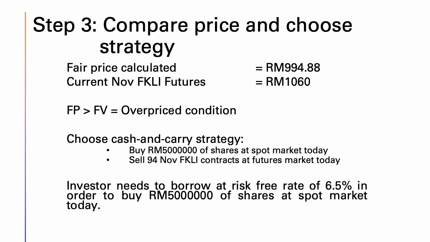Step number 3, you need to compare price and choose your strategy. So fair price calculated is at RM994.88, current November FKLI futures at RM1060. So when you compare, futures price is higher than fair value, that means it is an overpriced condition. Overpriced condition, you need to choose cash and carry strategy. So cash and carry strategy, if you still remember, you need to buy spot, sell futures. That means you need to buy 5 million of shares at the spot market today. At the same time, you sell 94 November FKLI futures contract at the futures market today. So investor needs to borrow at risk-free rate of 6.5% in order to buy 5 million of shares at the spot market today.